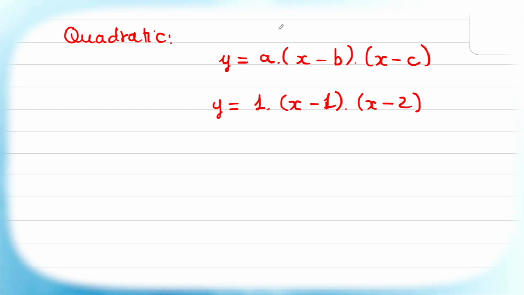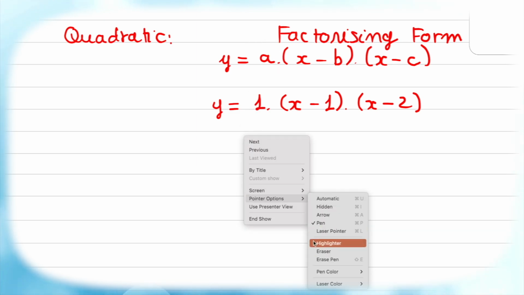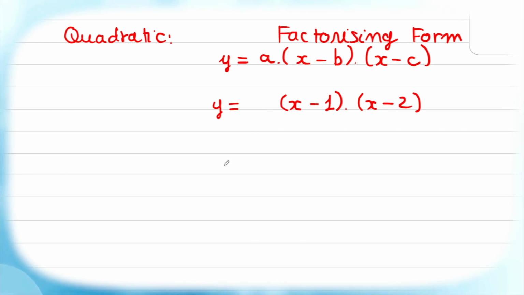So why do we call this factorizing? We have at least 2 brackets in the quadratic form, like here. For example, here you have (x minus 1) and (x minus 2) multiplied by the number outside, which is 1. Sometimes when you have 1 outside, the question is given without the 1, and then we just write bracket 1 multiplied by bracket 2.